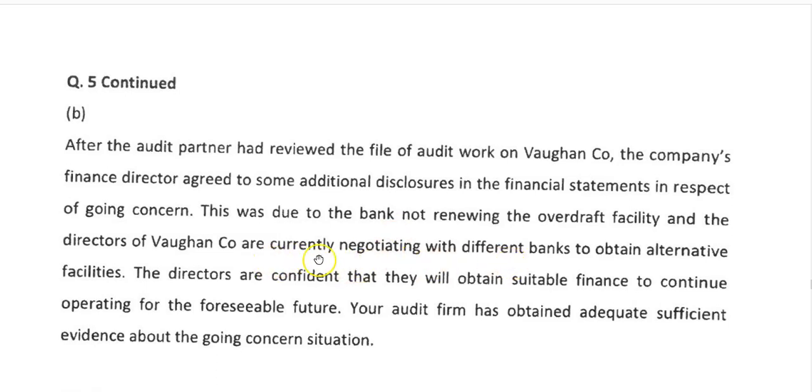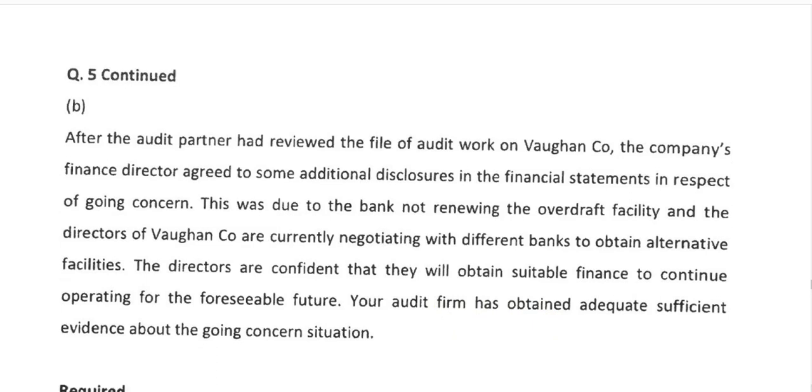It says here the directors are currently in negotiation with different banks and they're confident, and you've obtained adequate evidence about the going concern situation. Now, on the basis of that alone, it could be a bit clearer, but you might have to qualify your answers. So if we just look down here.